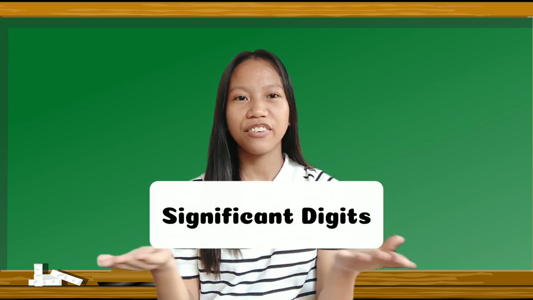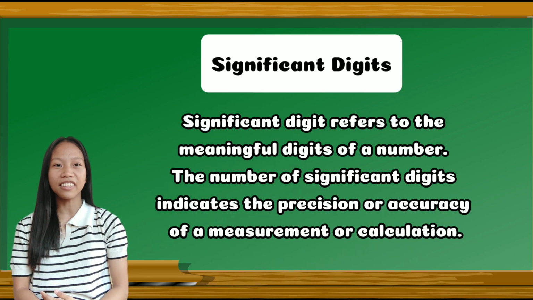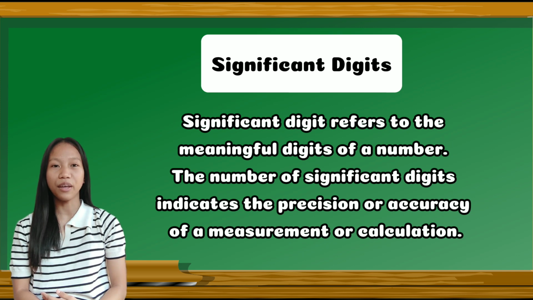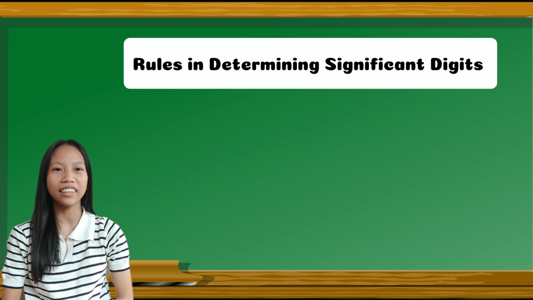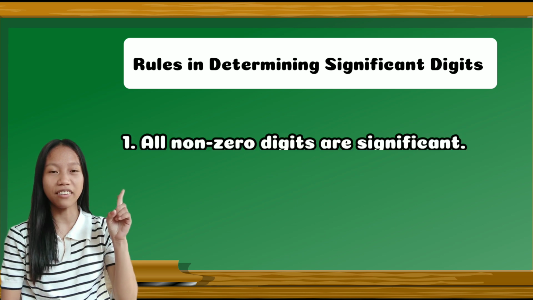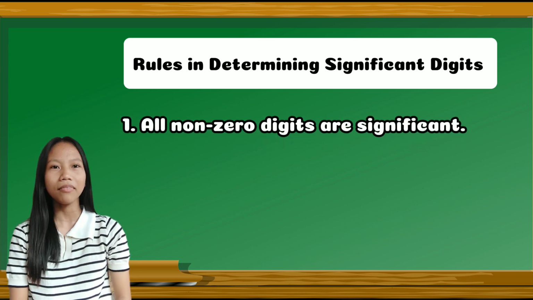So first, we are going to learn about significant digits. Significant digits refers to the meaningful digits of a number. The number of significant digits indicates the precision or accuracy of a measurement or calculation. There are rules in determining significant digits. The first one is, all non-zero digits are significant.